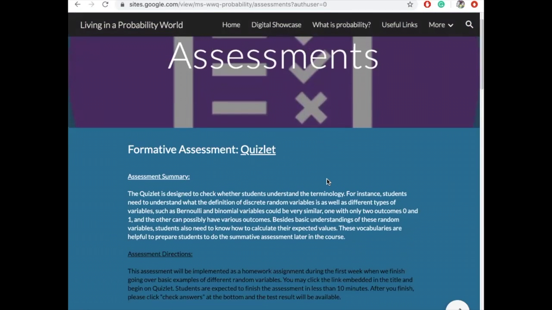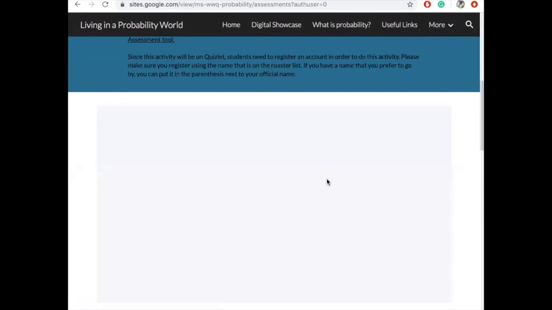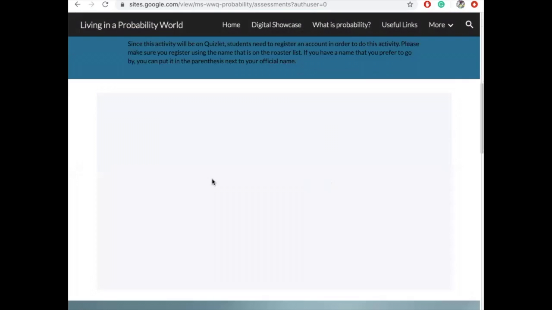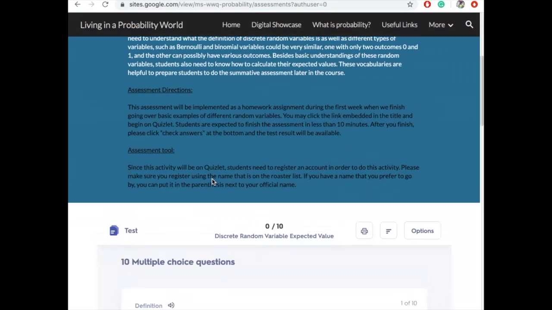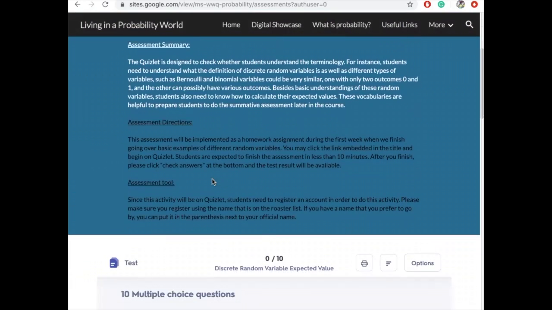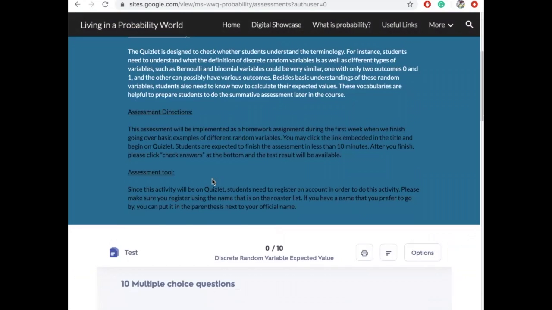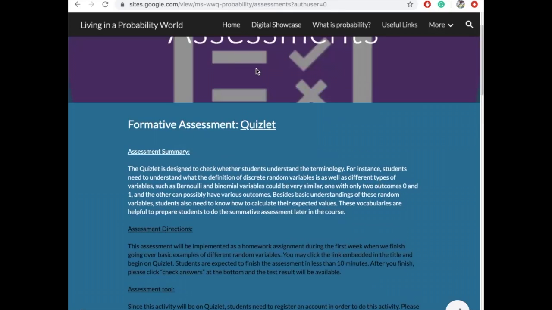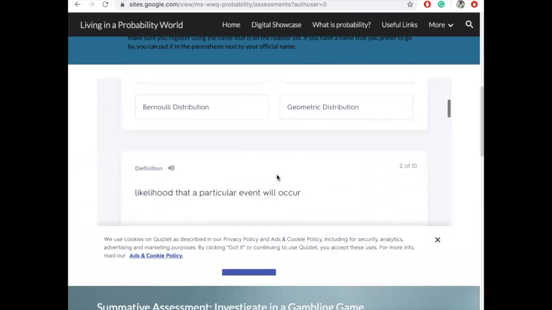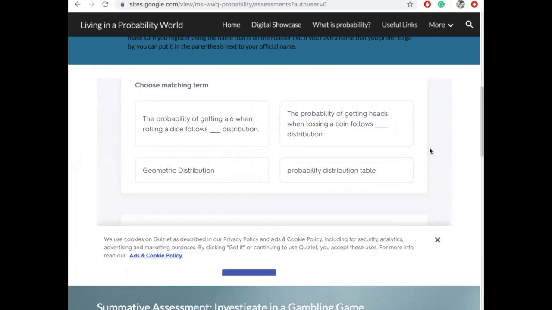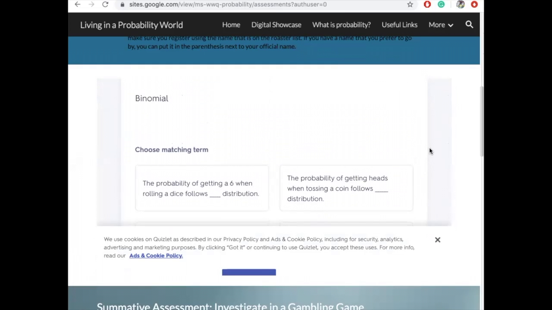Next I have for you is the assessments. There are 2 assessments on this tab. First one is Quizlet. I have made a Quizlet that consists of 10 questions about the terms and definitions of probability and expected values. All you need to do is click on this website. You're gonna be finishing this quiz, choosing the matching term. After you finish, just simply click answers to check for your score.